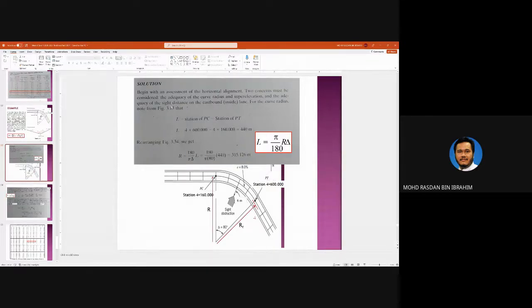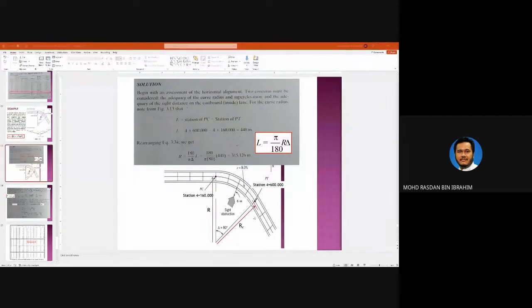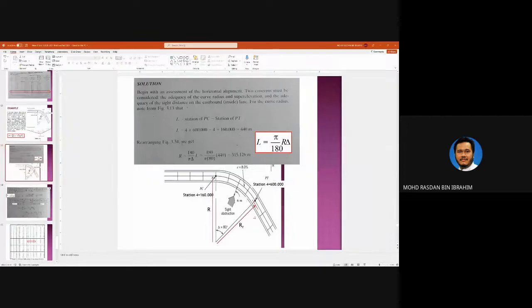For the curve radius, note that in figure 3.13 for the L, you just minus to get the L. Station of PC minus station of PT. Okay, PC 4 plus 160, and here is 4 plus 600. So the length of the curve is 440 meters. Calculate the radius using this L. You get the value of the radius is 315.126 meters. So this is this R.